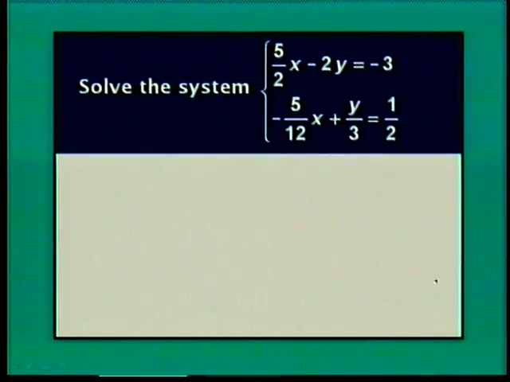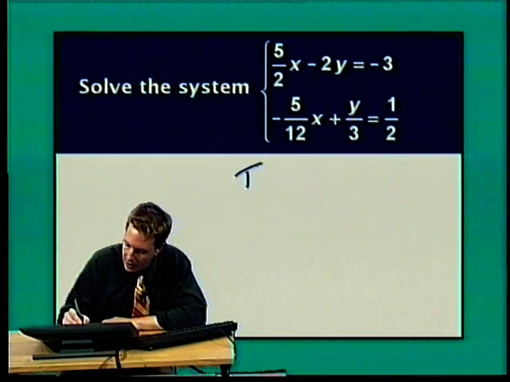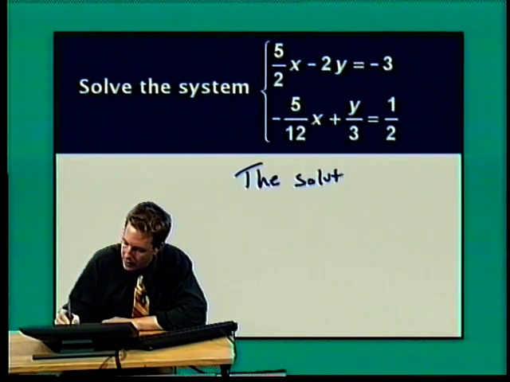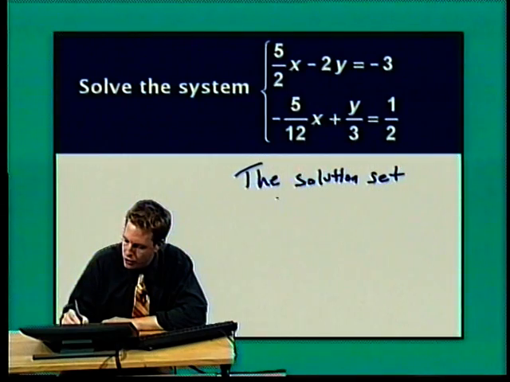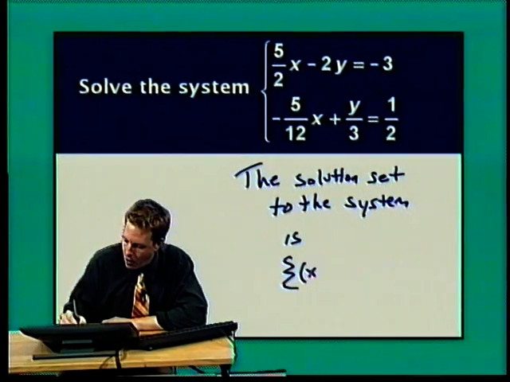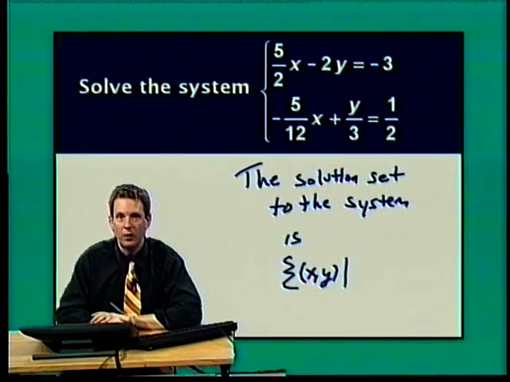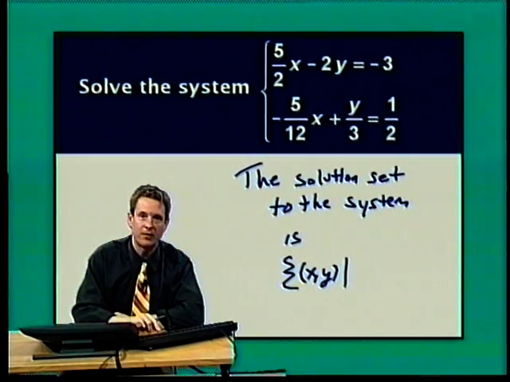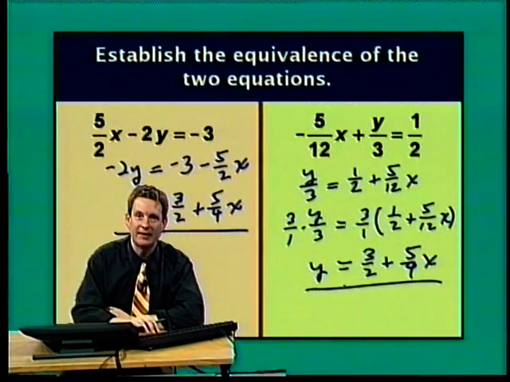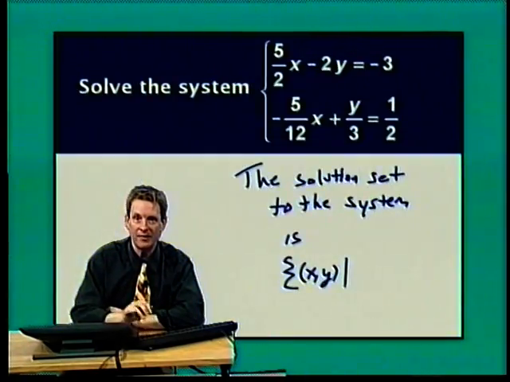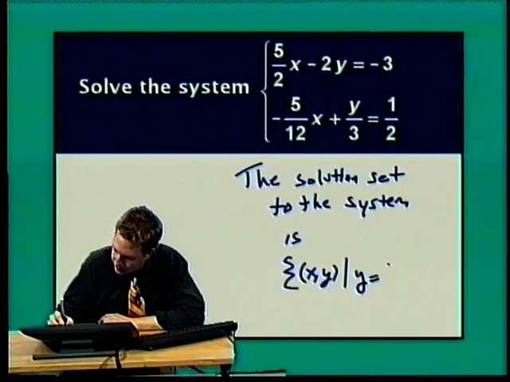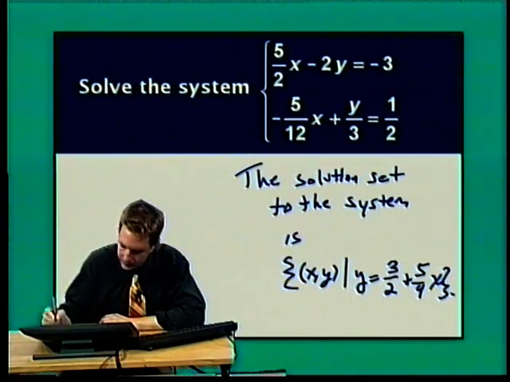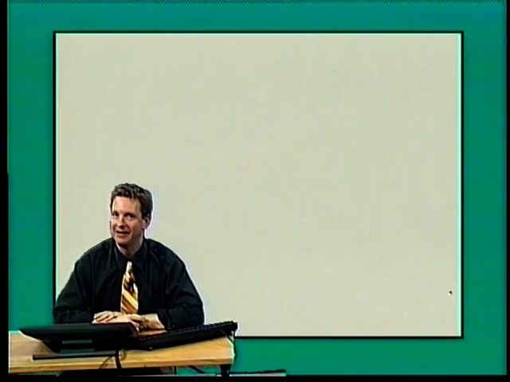So let's go ahead and state our conclusion. The solution set to the system is the set of all ordered pairs x, y with the property. Let's go ahead and remind ourselves what the property was. y has got to equal 3/2 plus 5/4 x. And that concludes Lesson 2.